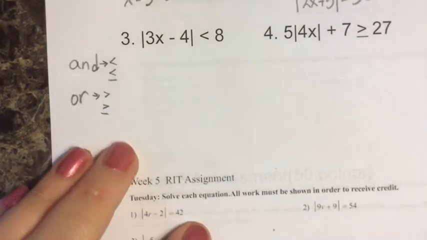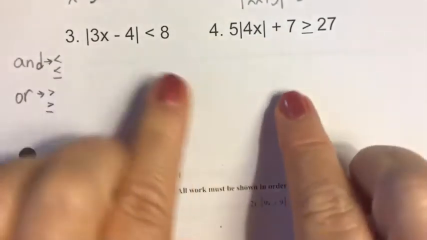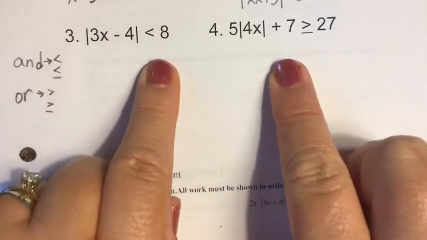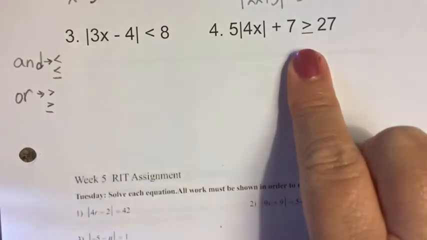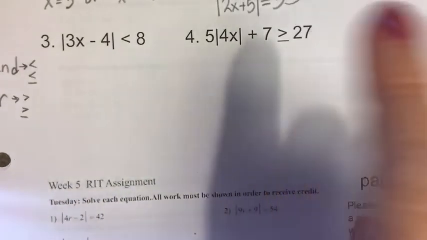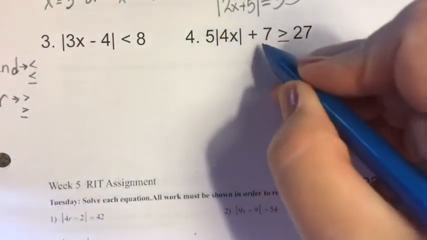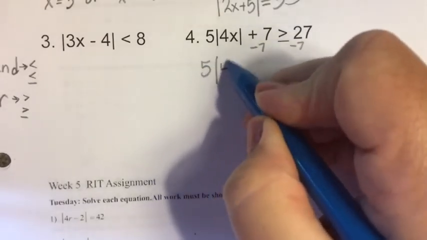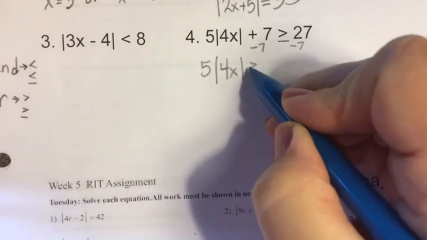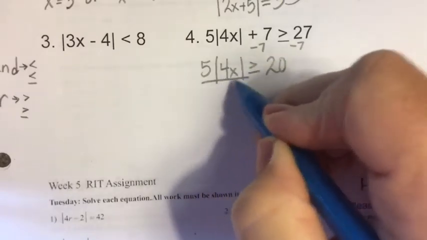Let's do the or problem first. Which of these two is an or? Hopefully you mentally said this one. That is correct. I do want to get this absolute value alone before I can continue. So I'll subtract 7 and divide by 5.